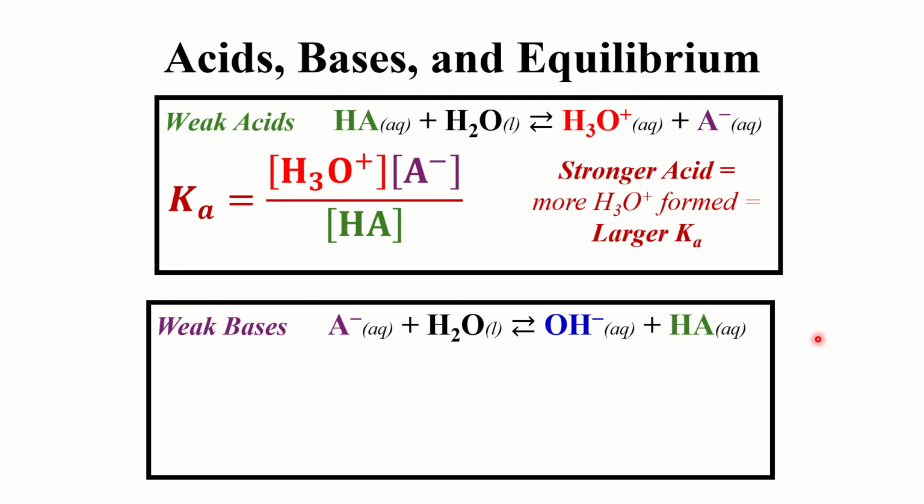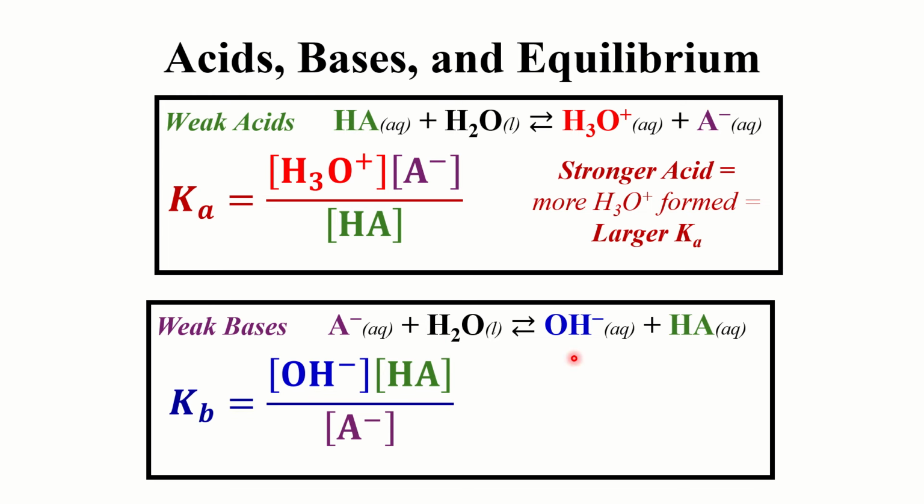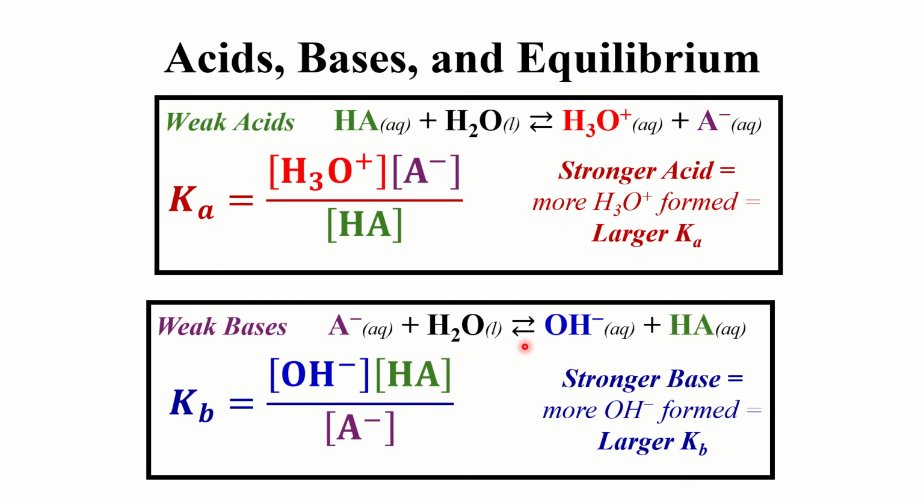We can also define this for weak bases, where we can say that A minus plus H2O forms OH minus and HA. Here Ka is the equilibrium constant of a weak acid. Here it's Kb, the equilibrium constant of a weak base. This is OH minus times HA divided by A minus. So a stronger base means we have a larger Kb value.